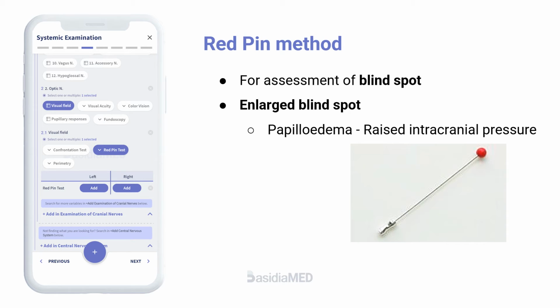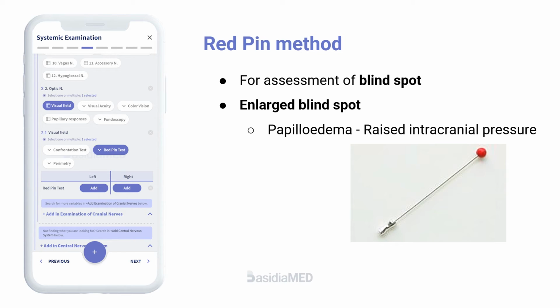Place a red hat pin equal distance from the patient and you. Slowly move the pin laterally until the patient reports the disappearance of the top of the hat pin. The disappearance of the hat pin should occur at a similar point for you and the patient.